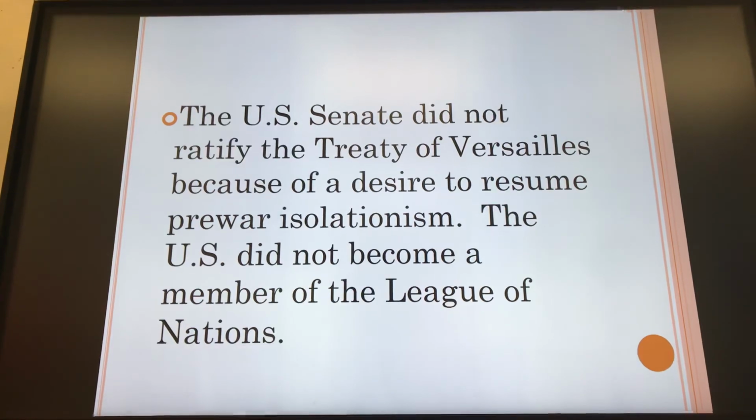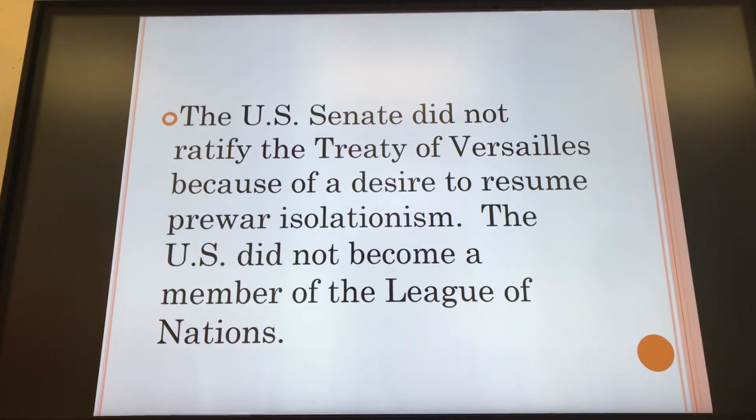So the Senate, whose job it is to approve treaties, will not ratify the Treaty of Versailles, even though it has a League of Nations in it, even though a lot of the points were created by our own president, President Wilson. We will not agree to the treaty because people in the Senate, people in Congress, and people in America want to remain isolated. They do not want to get drawn back into another war. So the United States does not become a member of the League of Nations. It does get created. America just doesn't join it.